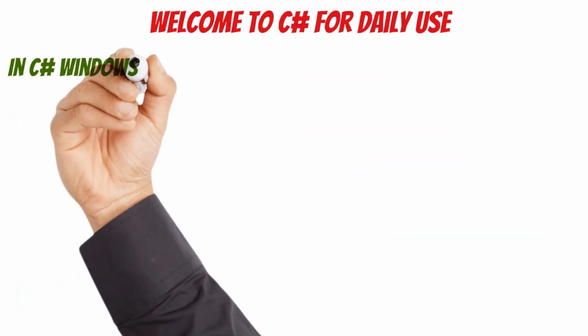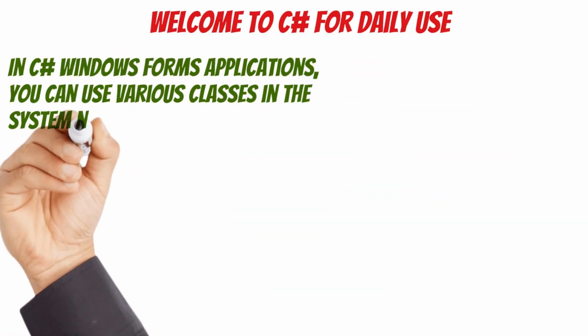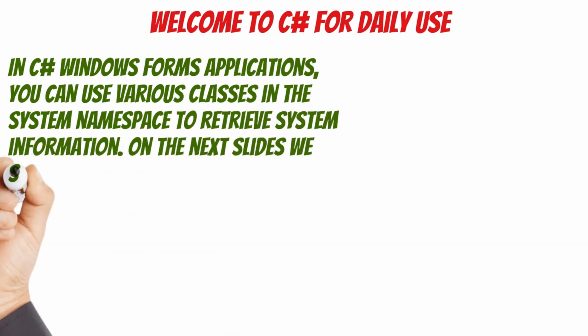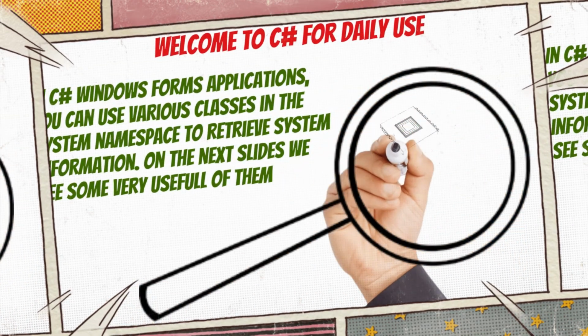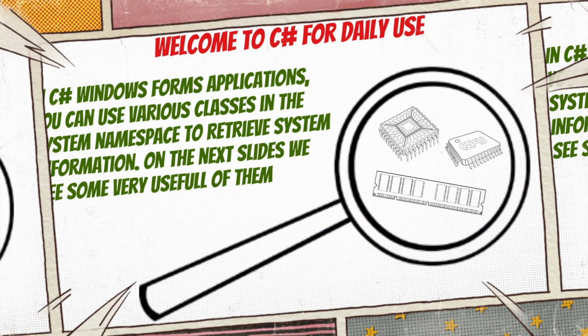In C# Windows Forms applications, you can use various classes in the system namespace to retrieve system information. On the next slides we see some very useful ones. Remember to handle exceptions appropriately, especially when accessing system resources. Always test your code thoroughly on different environments to ensure compatibility.